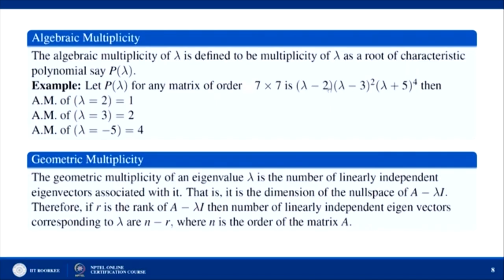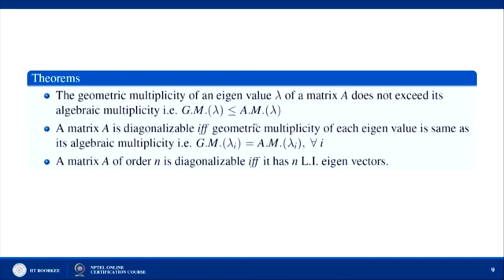So, for lambda equal to 2, algebraic multiplicity is 1. For lambda equal to 3, algebraic multiplicity is 2. For lambda equal to minus 5, algebraic multiplicity is 4. Geometric multiplicity is simply the number of linearly independent eigenvectors associated with it. That is, it is the dimension of the null space of A minus lambda I. How, we will discuss by an example. This we have already seen, that the geometric multiplicity of an eigenvalue lambda does not exceed its algebraic multiplicity.